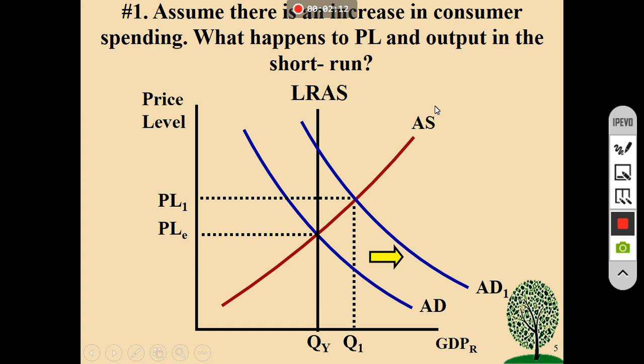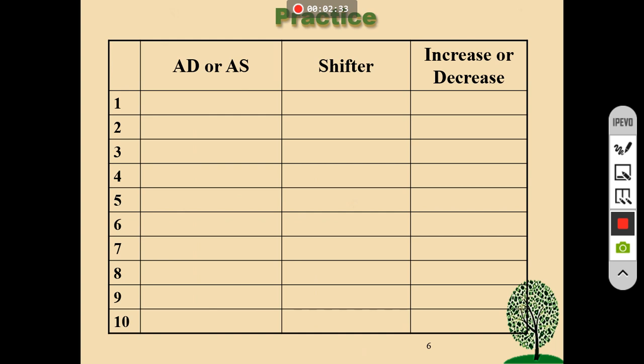So what happens to the price level and what happens to output in the short run? Price level went up, so prices increased, that's inflation. Output increased, we are now producing more. We're producing at this level, right? So GDP is increased. Price level and quantity both increase in that case, okay?